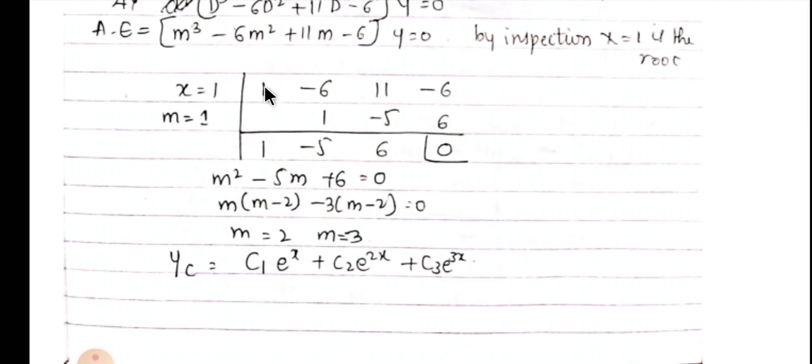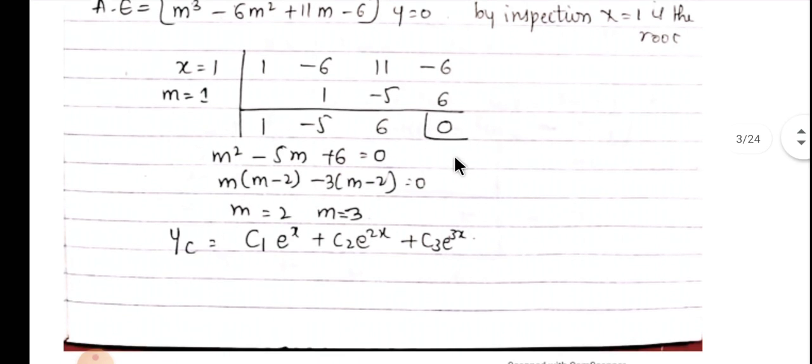Whatever the number is here, x is equal to 1, that I got by inspection, that I have to write here down, that is 1 here. 1 into 1 is 1, therefore minus 6 plus 1 is equal to minus 5. Next, minus 5 into 1 is minus 5, therefore 11 minus 5 is equal to 6. 6 into 1 is 6 and this will be 0. When you apply the synthetic division method, the last term is going to be 0.